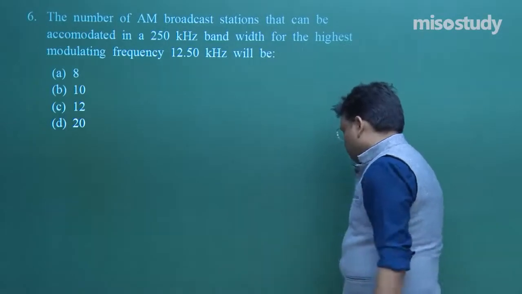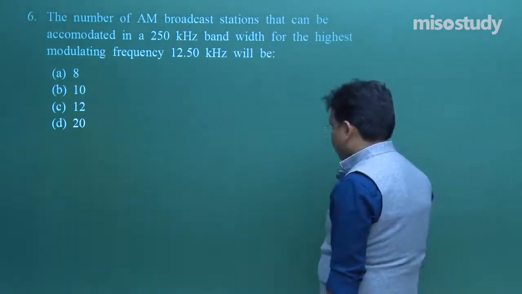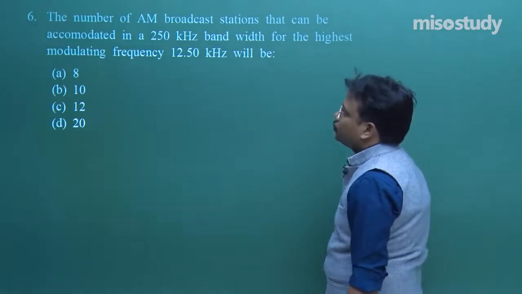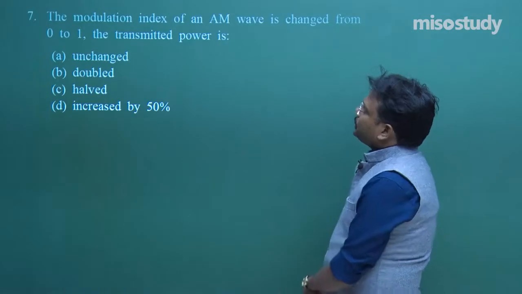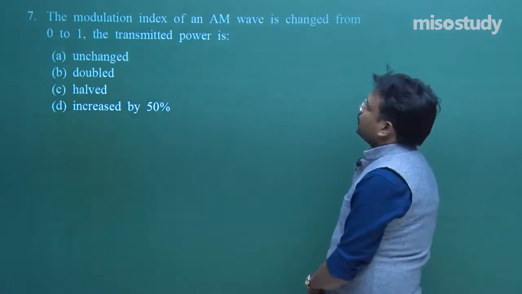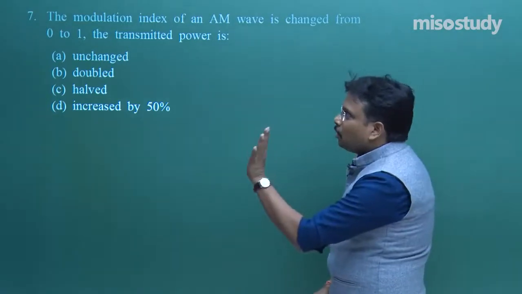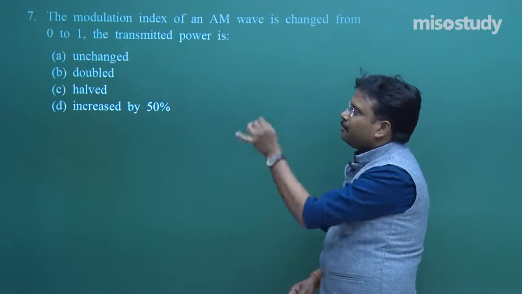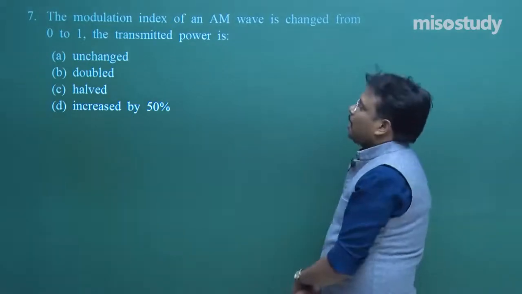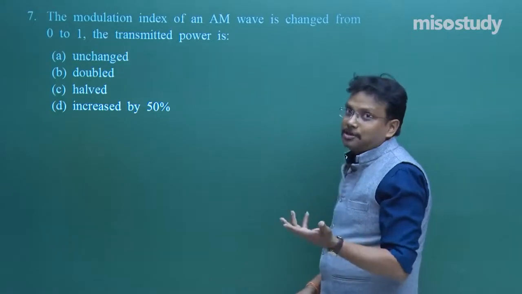Then comes the next question. In this particular question, what we are going to discuss, I will definitely show you. This is the problem. The modulation index of an AM wave is changed from 0 to 1. Okay. No need to read too much between the lines. This is nothing digital electronics, simply 0 to 1. Fine. The transmitted power is changed by how much?